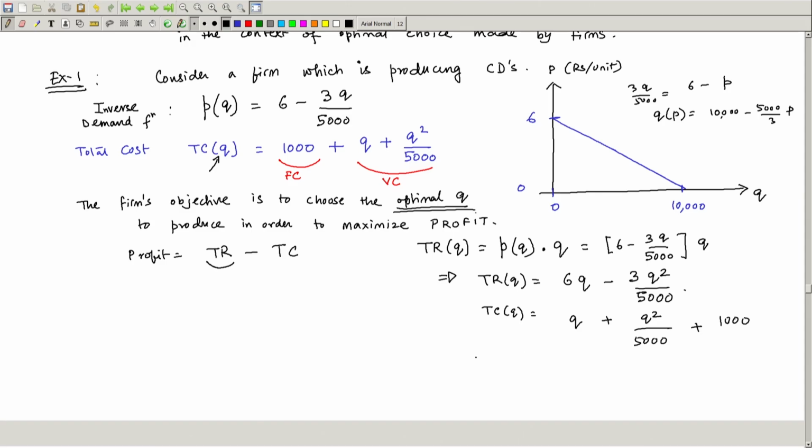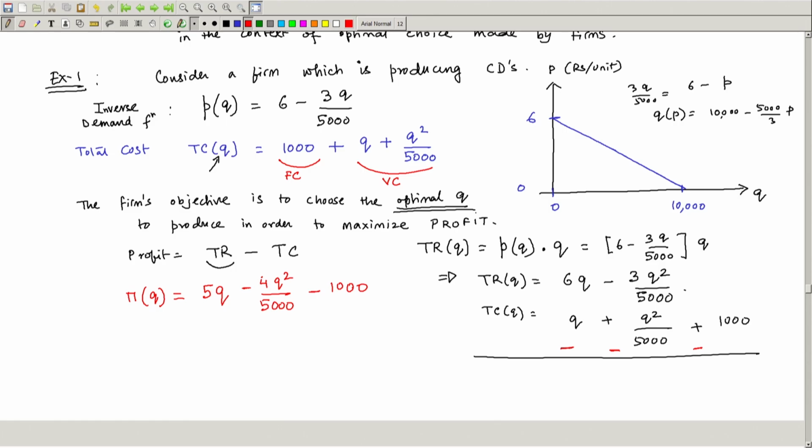If I compute this, notice I subtract the total cost from the total revenue. So, what will I have? My profit, let me denote profit as pi as a function of Q. I will have 6Q minus Q, which is 5Q. I will have minus 3Q square by 5000 minus Q square by 5000. That is going to give me a minus 4Q square by 5000, and then I will have a minus 1000 as before.